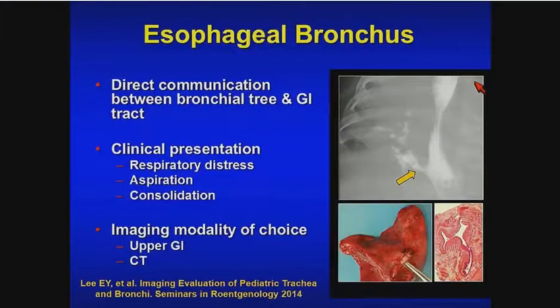So this is a congenital malformation of the bronchi. There's a direct communication between the bronchial tree and the GI tract. Clinically, it presents very early in life, with infants and young children having respiratory distress, aspiration, recurrent infection, and consolidation on imaging findings. I think the currently preferred imaging modality in the right clinical setting is upper GI. But sometimes for evaluating complications, you may want to do CT imaging.